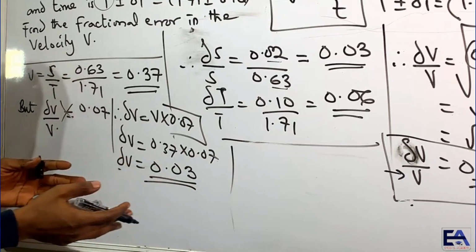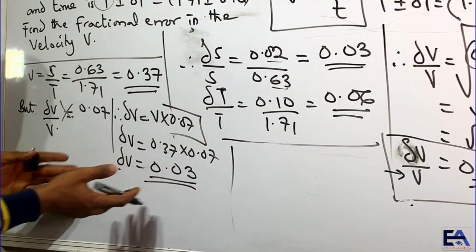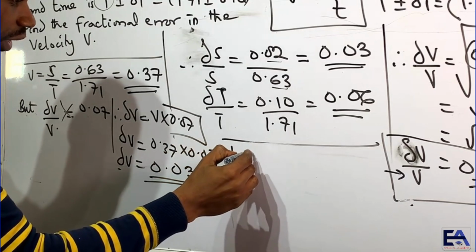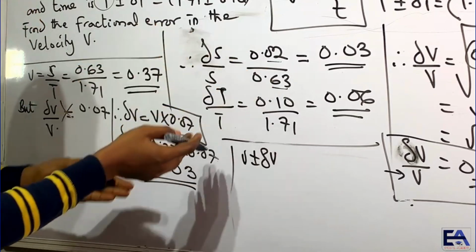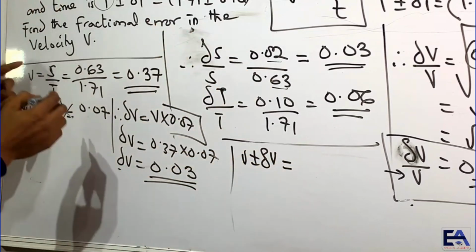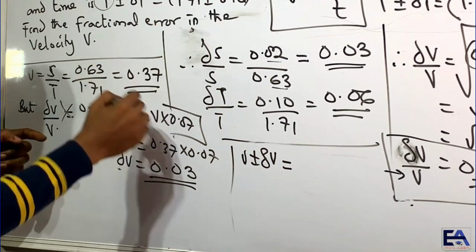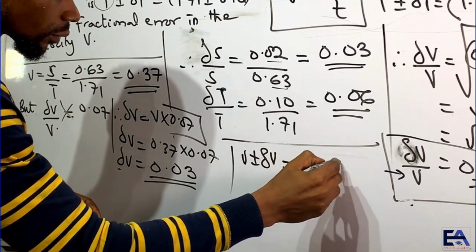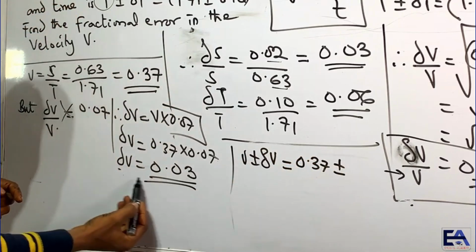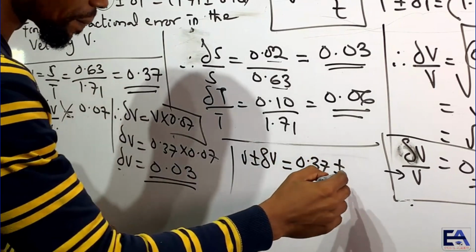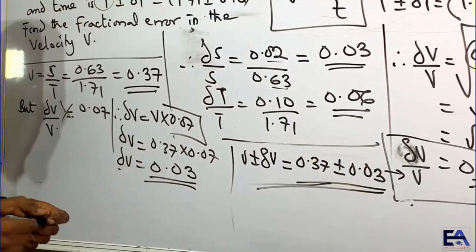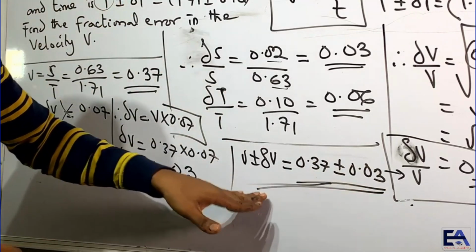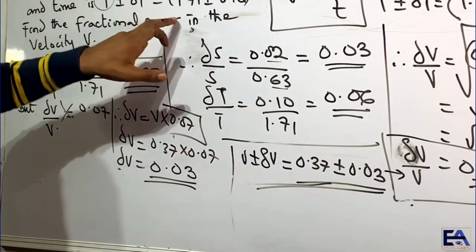So having all of these things already, you have gotten your dV. Which means that V plus or minus delta V, just the way the other ones have been written before, is going to be equal to the actual velocity, which is 0.37, plus or minus the delta V, which is 0.03. And so that's the final answer. That's the representation if you want to represent it the way the other ones are represented here. And so that's just it.